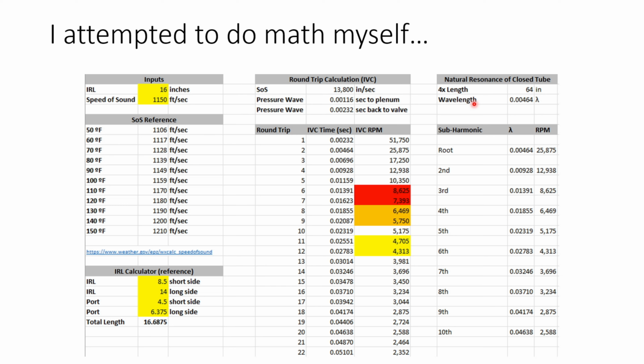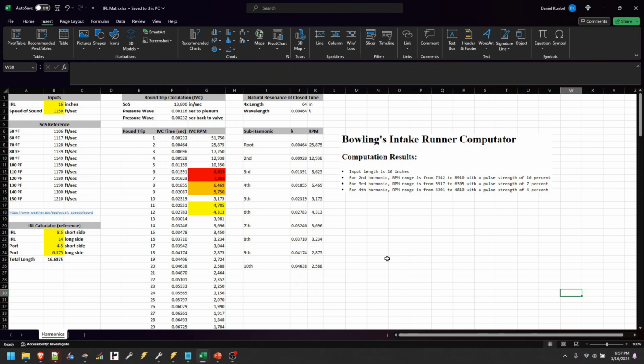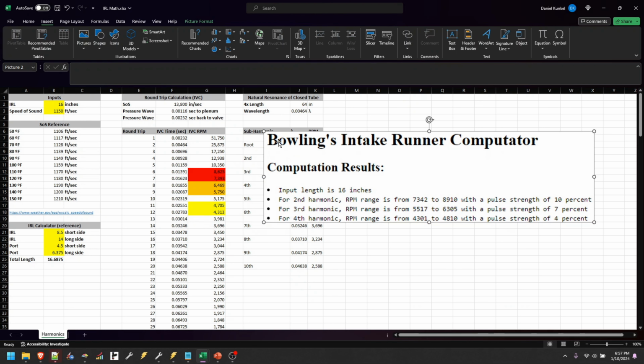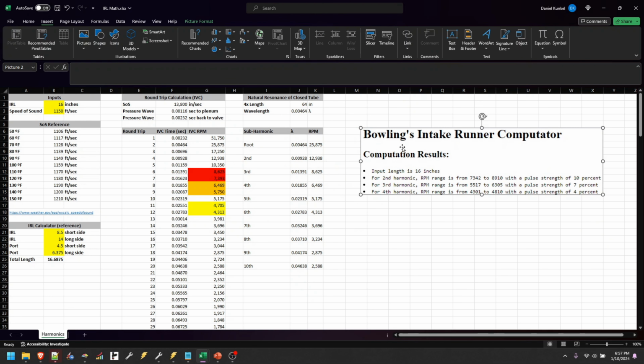Now, not to be outdone, I decided to do some math myself in a spreadsheet. When we look at this, I'm not sure how Bowling's comes up with their numbers. I just pasted this here to be apples for apples. You can see this one says 16 inches right here, and I put 16 inches in my equation over here. Now, I was trying to experiment and figure out how they are coming up with these harmonics. They seem fairly accurate from the random dyno charts that I'm pulling off the internet, as well as my own personal experience.